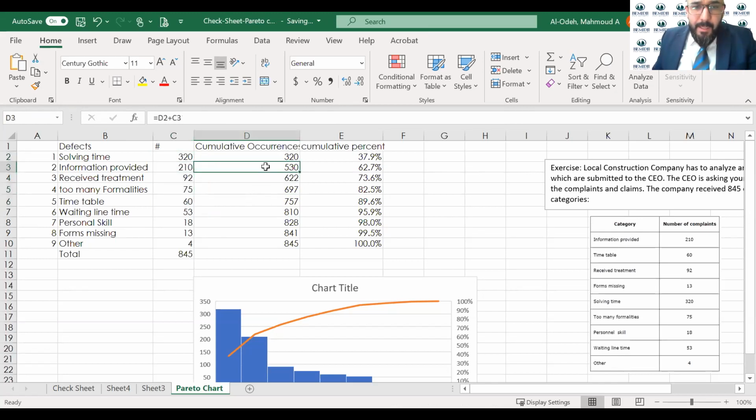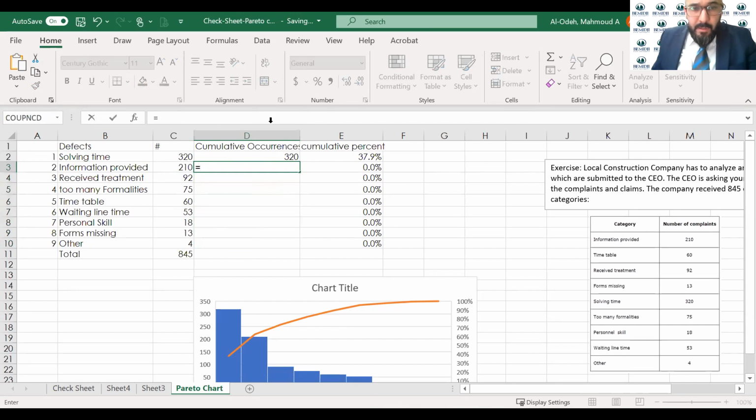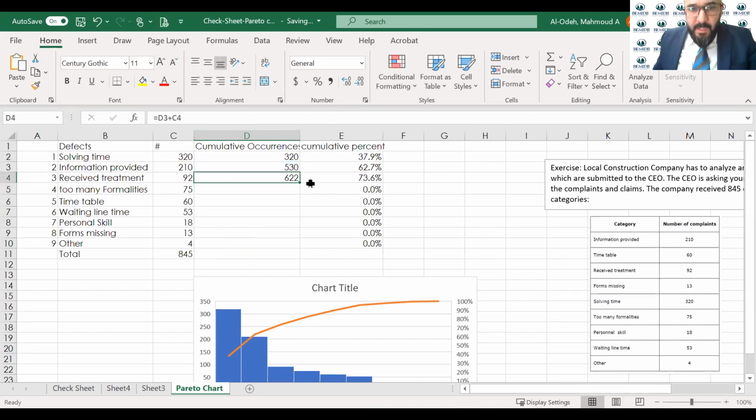So what I did, I built an Excel function. For the cumulative occurrences, I take whatever was added here plus the new occurrence, 3, 2, 10, and enter. Same thing, 530 plus the 92. Once I built this function, I don't have to do it again and again. All I need to do is drag the cell from the right side corner down, and that's going to give you the same exact number as the total of defects or complaints.